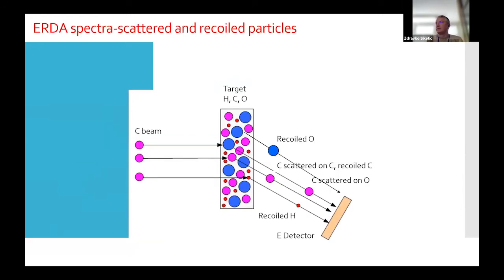So how would the typical spectra look for a simple target? I made a target from hydrogen, carbon, and oxygen. Hydrogen is red dots, carbon is pink, and oxygen is blue. And I use, for example, a carbon beam. So carbon comes here, recoils the oxygen, recoils the hydrogen, recoils the carbon as well, but the primary ion beam is also forward scattered by the oxygen and by the carbon. And everything is detected by the energy detector.